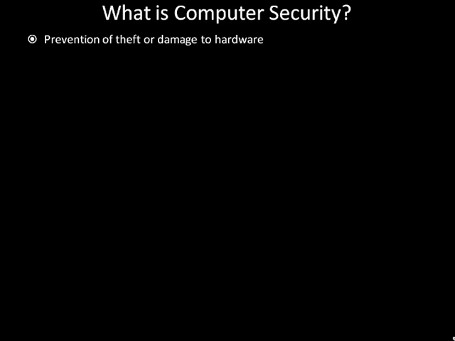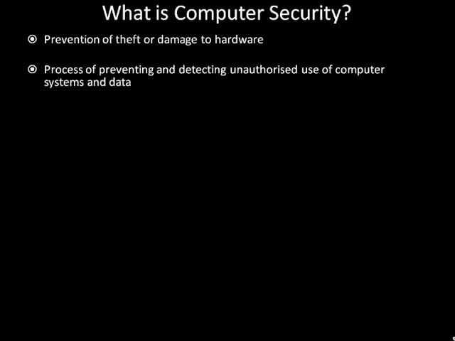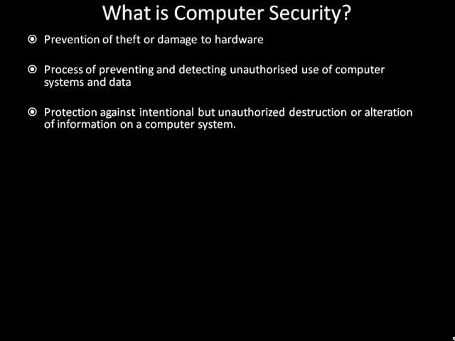Generally, computer security is referred to as the process of preventing and detecting unauthorized use of computer systems and the data stored on them. Prevention measures help to stop unauthorized users from accessing any part of the computer system. Detection helps to determine whether or not someone attempted to break into the system, if they were successful, and what they may have done. Computer security is the prevention of or protection against intentional but unauthorized destruction or alteration of information on a computer system.